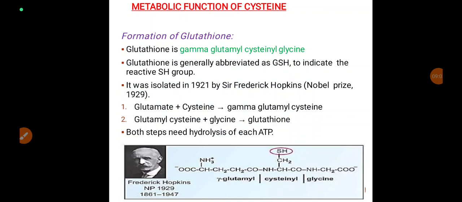From cysteine, we synthesize glutathione. Glutathione is also called gamma glutamyl cysteinyl glycine. It is abbreviated as GSH to indicate the reactive sulfhydryl group. Glutathione was isolated in 1921 by Sir Frederick Hopkins. Glutamate plus cysteine gives you gamma glutamyl cysteine. Gamma glutamyl cysteine along with glycine forms glutathione. Both these steps need hydrolysis of ATP. This is how we generate glutathione from cysteine.